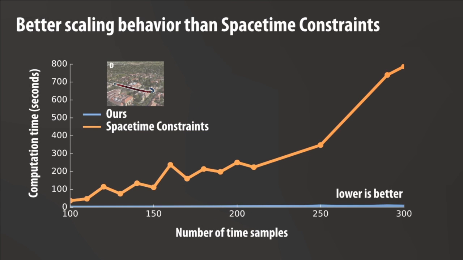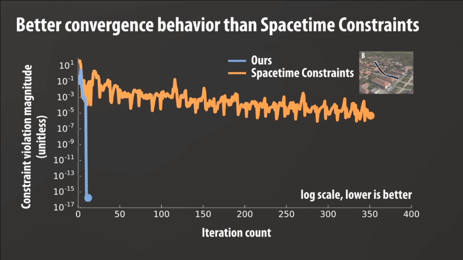As we scale to more finely discretized trajectories, the performance gap widens, with our method outperforming space-time constraints by between 90x and 180x. We performed this scaling experiment on trajectory D in our dataset, which was the trajectory where space-time constraints performed the best. We believe the pronounced performance improvement we observed can be attributed to our method having better convergence behavior.